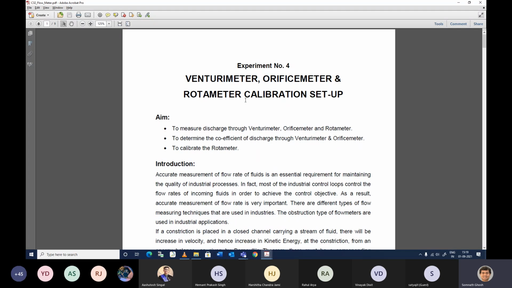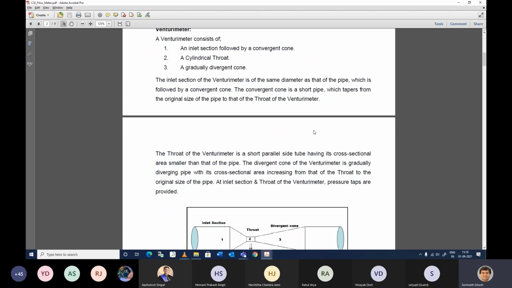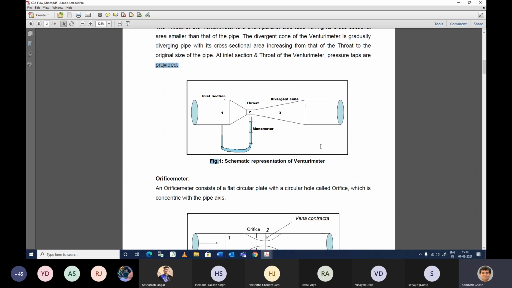So you can measure either velocity or volumetric flow rate using this flow measuring instrument. One is the Venturi meter, another is the orifice meter, and the rotameter, right? So this is the setup, or the schematic, of the Venturi meter, right? Now I will also give you one question to think about: why? Okay, so let me explain this Venturi meter.